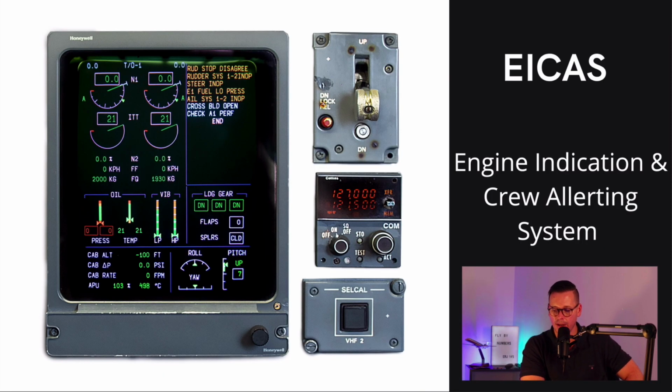ICAS is an engine indication and crew alerting system. The ERJ 145 has this system built in. Therefore, we need to have an understanding of the system and how to utilize it correctly. After years flying with an ICAS system, I think I would find it quite difficult to go back to an aircraft that doesn't have this system.